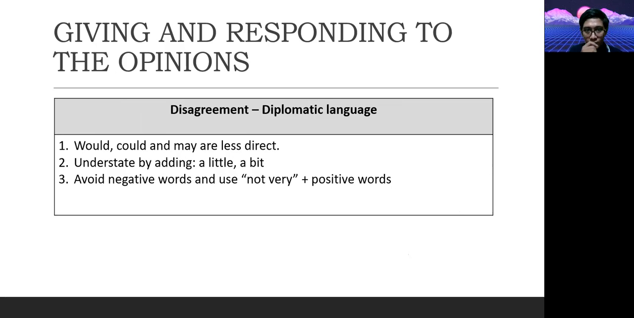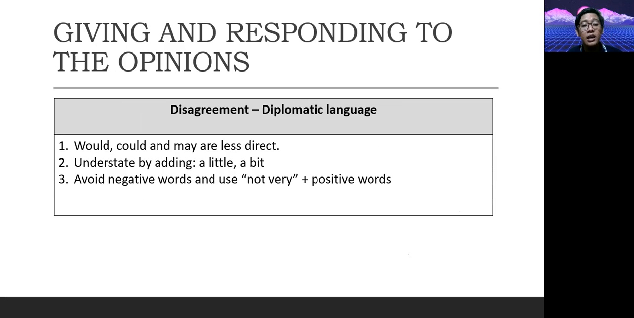Now we will discuss disagreement in diplomatic language. There are three rules in diplomatic language disagreement. The first one is that would, could, and may are less direct. So it's not directly explaining something when using would and could.